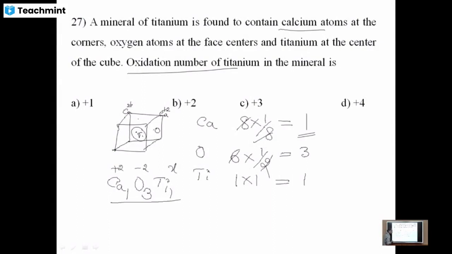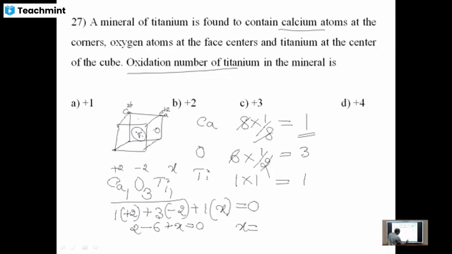Remember, it is a neutral molecule, so the sum of oxidation states should be equal to 0. Now, we have one calcium whose oxidation state is +2, 3 oxygen having oxidation state of -2, and one titanium whose oxidation state is X. The sum of these oxidation states should be equal to 0 as the molecule is neutral. So it is 2 plus minus 6 plus X equals 0, or X is equal to 2 minus 6, which is -4. It goes to the right hand side and is converted into +4. Nothing but oxidation state of titanium is +4. Right answer is option D.